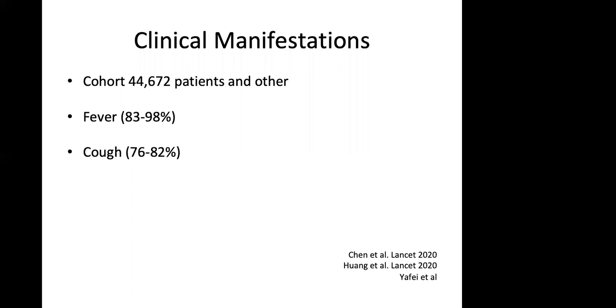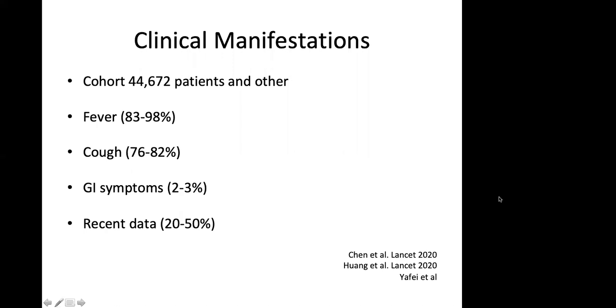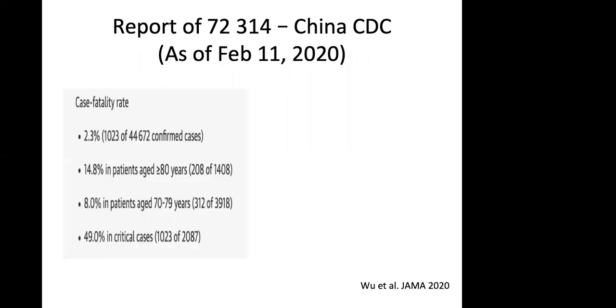There's also cough, that's fairly common. GI symptoms were initially noted to be uncommon. However, recent data are suggesting GI symptoms in the form of diarrhea, abdominal pain, and/or vomiting in 20 to 50% of cases. In terms of case fatality rate in China, it's about 2.3% of deaths, with a staggering difference when you categorize patients by age. So there's this sharp increase in case fatality rate in patients that are above 80 years of age.